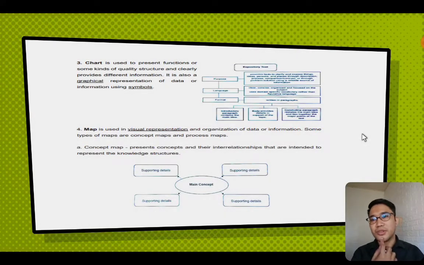Chart number 3. Just like what we saw at the outset of this discussion, the chart about expository text, it is used to present functions or some kinds of quality structure and clearly provides different information. It is also a graphical representation of data or information using symbols. A map is used in visual representation or organization of data or information. And here are different types of maps.